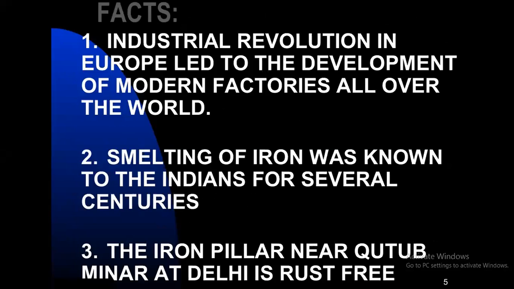Now, what are the facts behind manufacturing industries? Industrial revolution in Europe led to the development of modern factories all over the world. Earlier industries were not there, right? People used to work in agriculture and farms, and they had small shops where they sold the milk or the agricultural products.